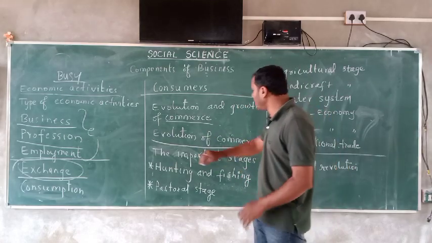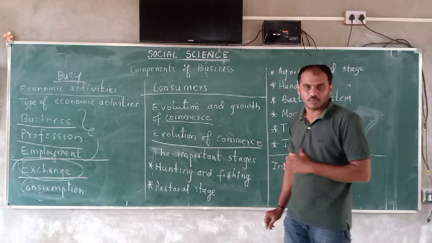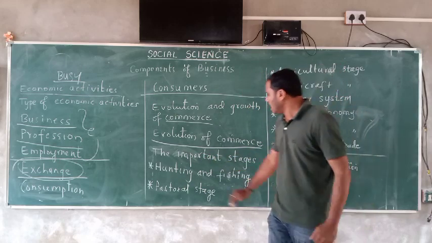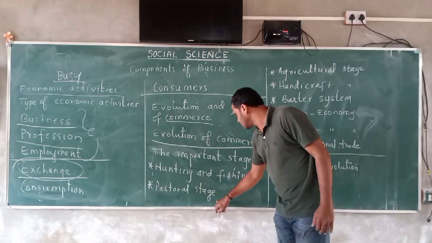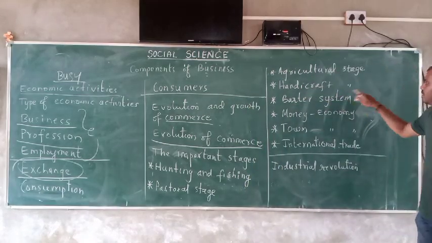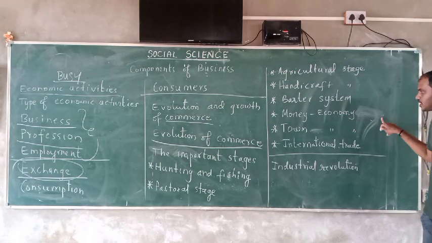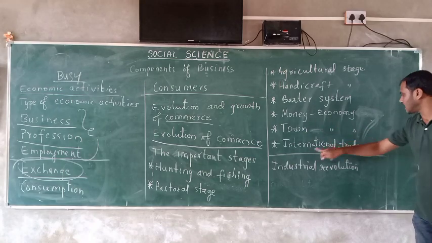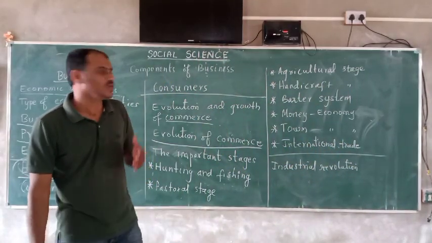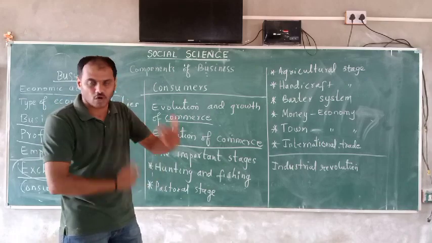Certain stages are there. These are the important stages of the evolution of the growth of commerce: hunting and fishing stage, pastoral stage, agricultural stage, handicraft stage, barter system of trade stage, money and economic stage, town economic stage, international trade stage. These are the important stages of business activity, the important stages of trade and commerce.